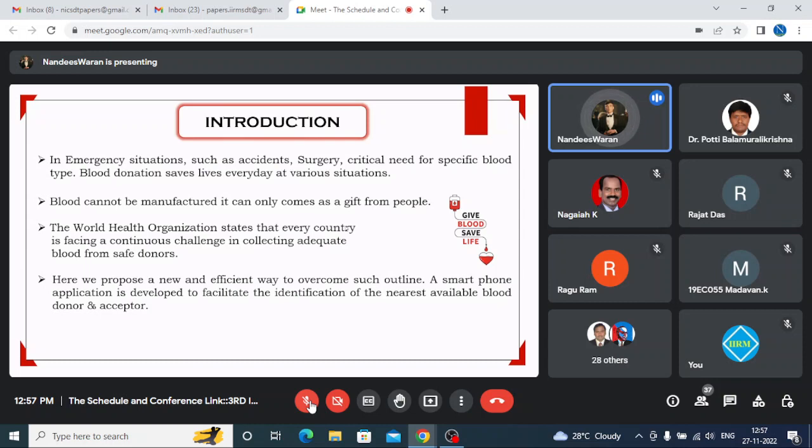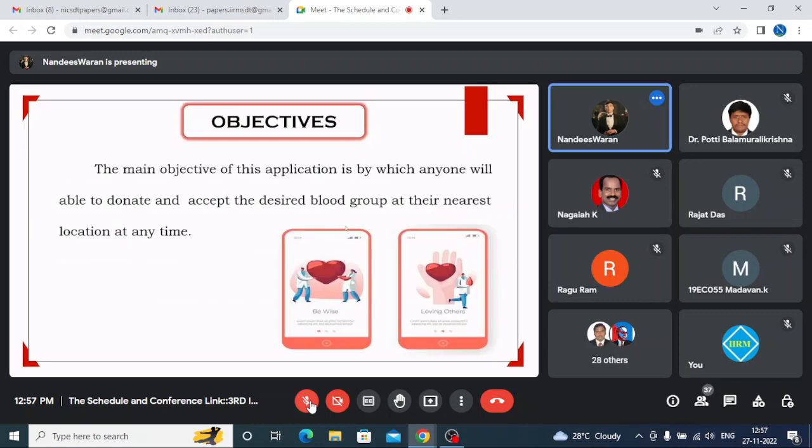Here we propose a new and efficient way to overcome such problems. We propose a mobile application to donate and accept blood from one person to another through the application. The main objective of this application is that anyone will be able to donate and accept the desired blood group at their nearest location at any time through our application.